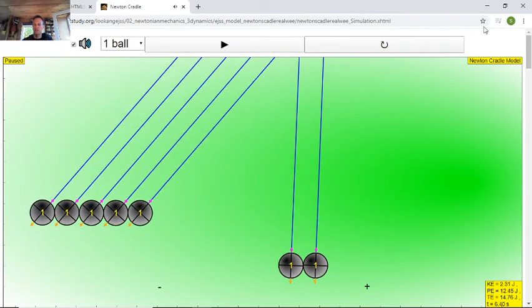It's a really nice little simulation of that. Look it up yourself if you want to. The website link is up there so you can see it.